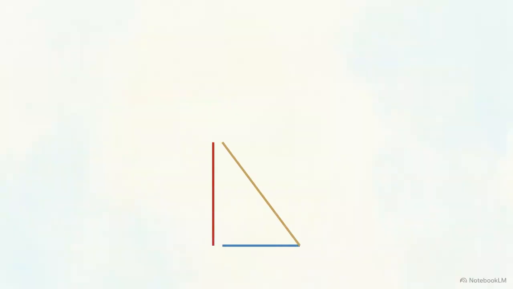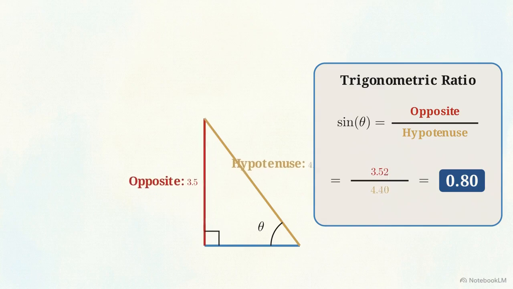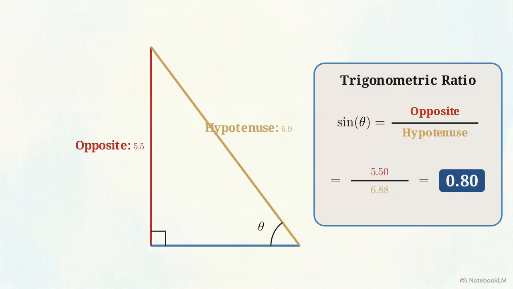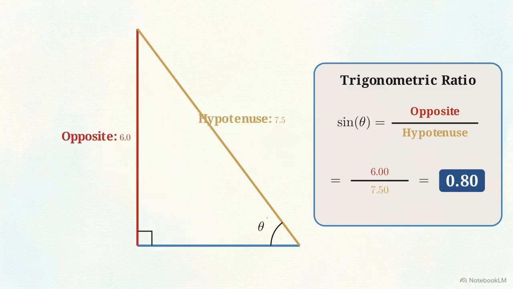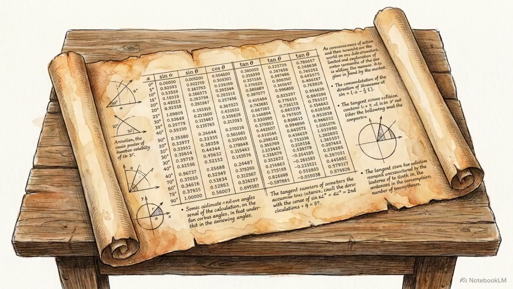Watch this animated diagram. As the right triangle scales up dramatically in size, the counter on screen shows that the ratio between its sides remains exactly identical as long as the internal angle stays the same. This consistency allowed early mathematicians in Greece and India to calculate constant values for specific angles, creating the first reference tables for the sine and cosine functions.